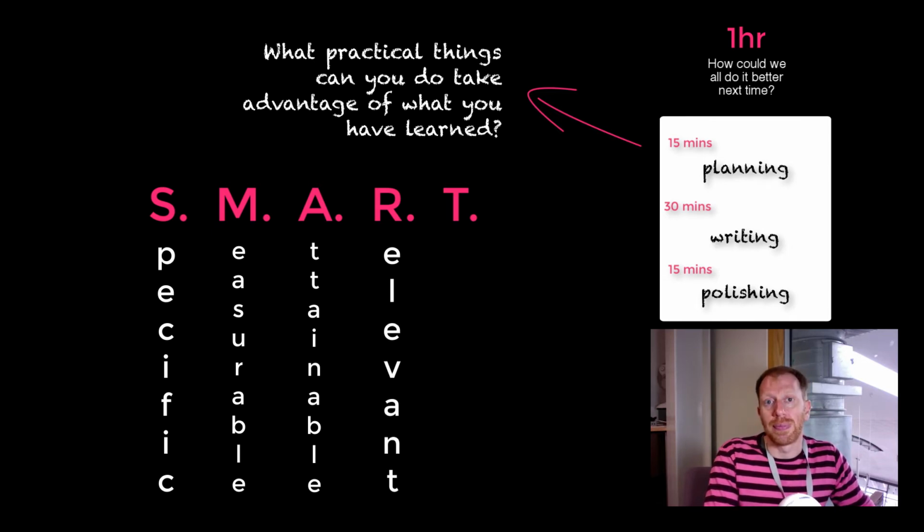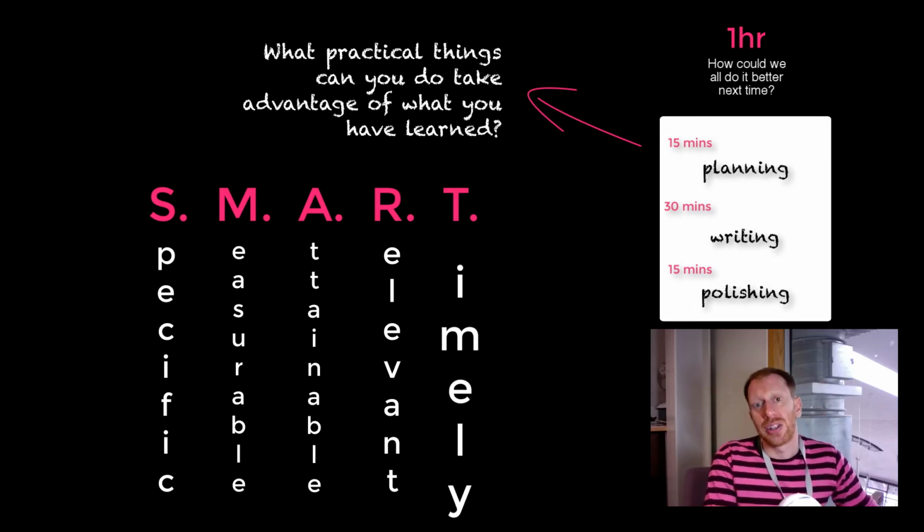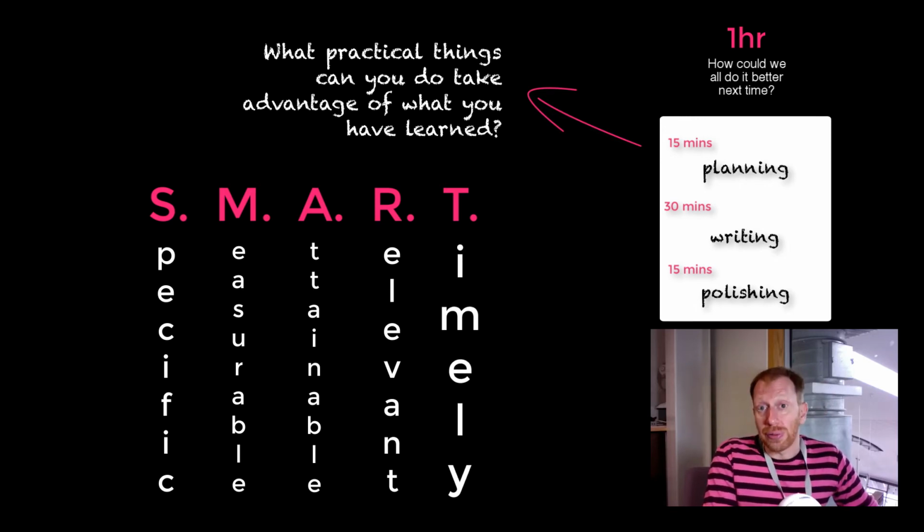Relevant: this is often a tricky one because there are many things we might like to do, but that doesn't necessarily mean they are relevant to where we want to go. Timely: give yourself clear deadlines for achieving what you need to, and don't stretch those deadlines too far. Your deadlines should be regular markers showing your progress, not just goals that seem to be forever in the far distance.